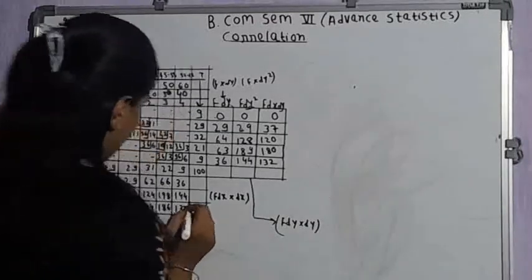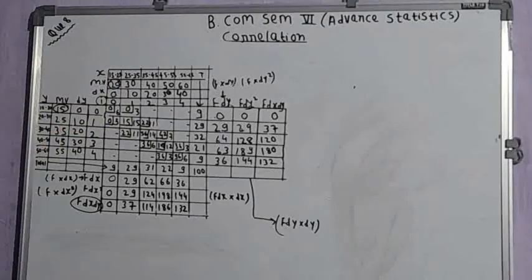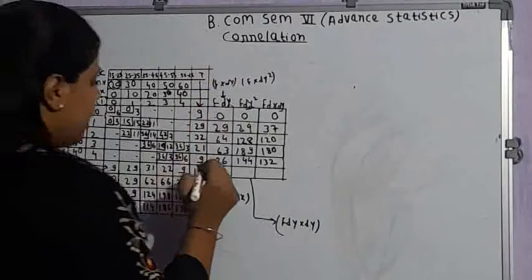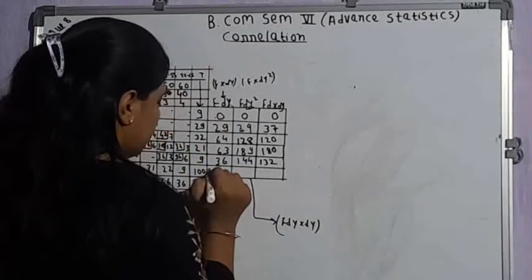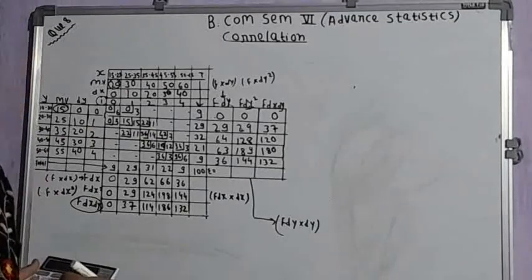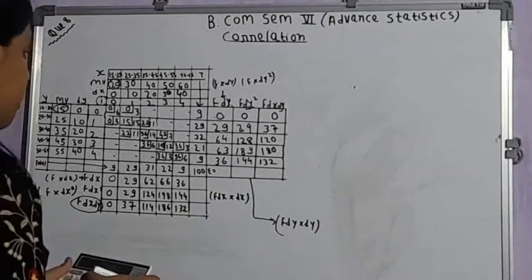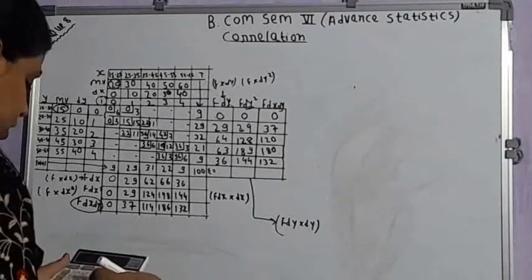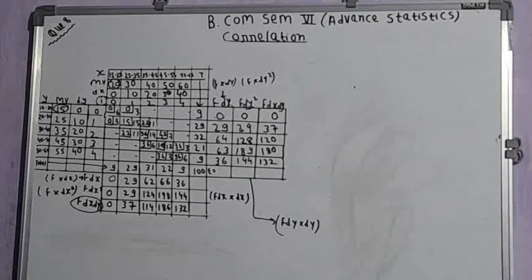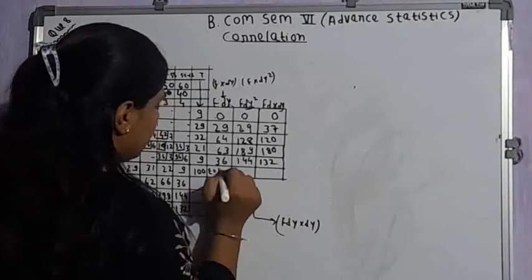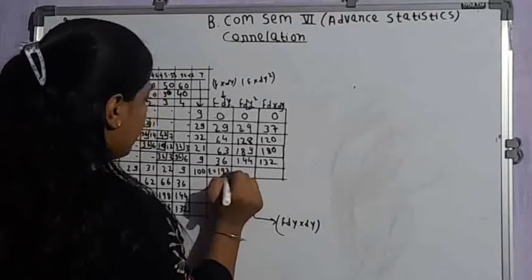So this way we have calculated summation f dx dy. Now what is the next step? We have to calculate summation f dy. Summation f dy means the total of all these variables: 29 plus 64 plus 63 plus 36. It would come to 192. So summation f dy would be equal to 192.